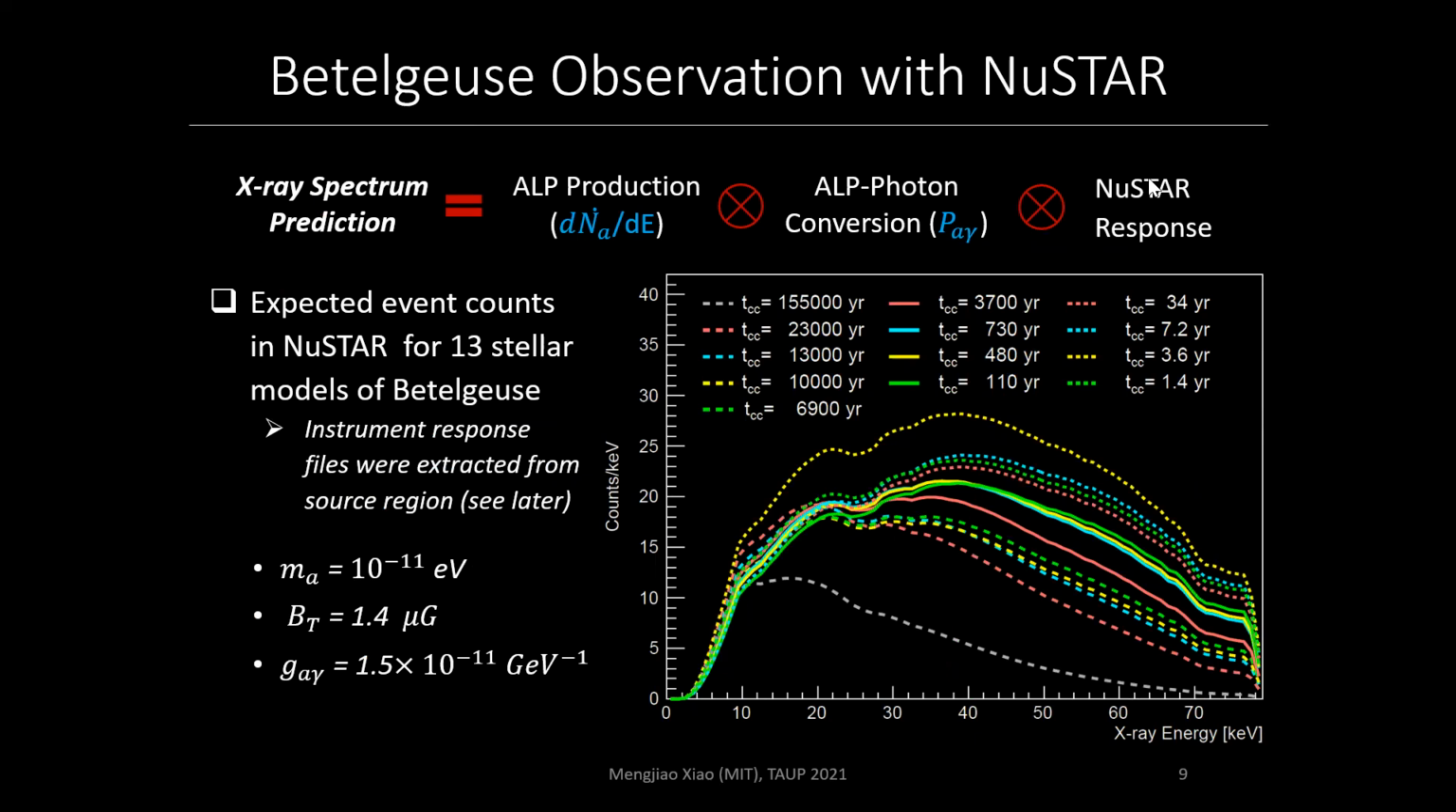Now, after counting the NuSTAR instrument response, the expected axion photon flux from Betelgeuse is shown here. Each line, again, is for one standard model. We will come back to this later. The instrument response files were extracted from the south region of the Betelgeuse observation.